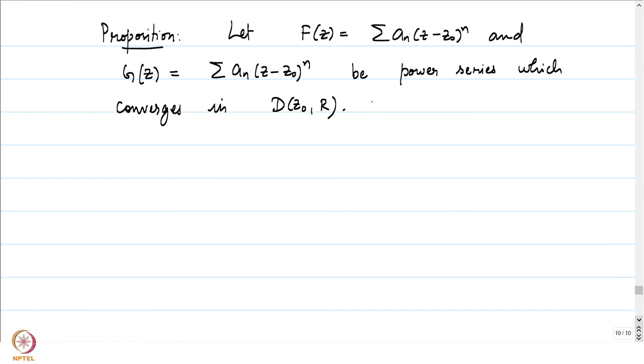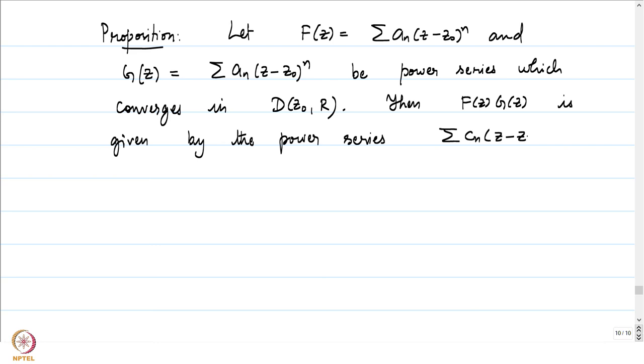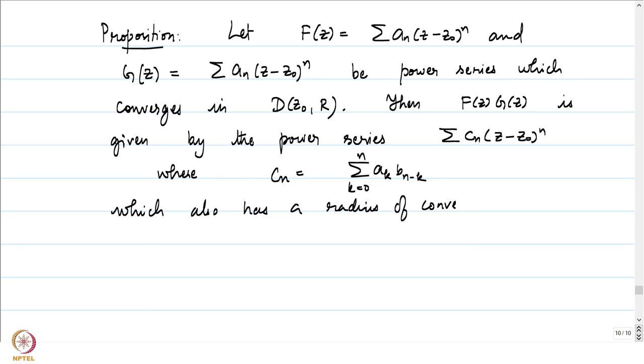Then f of z times g of z is given by the power series summation c_n (z minus z naught) to the power n, where c_n is equal to summation a_k b_(n minus k), where k is from 0 to n, which also has a radius of convergence at least r. I'm only talking about at least r.